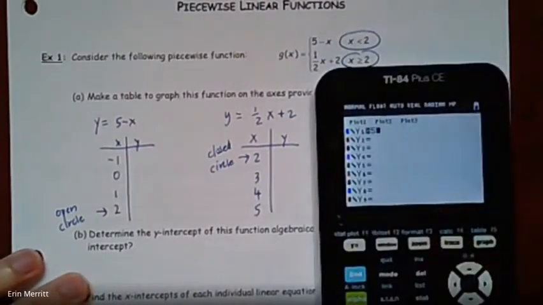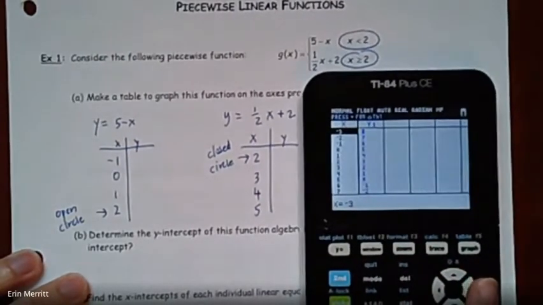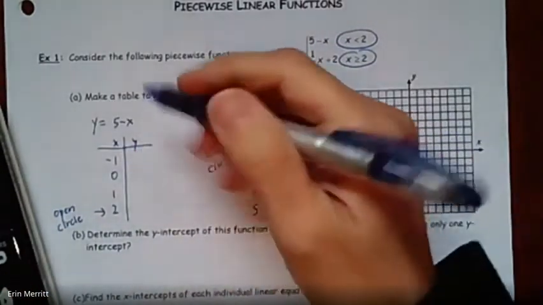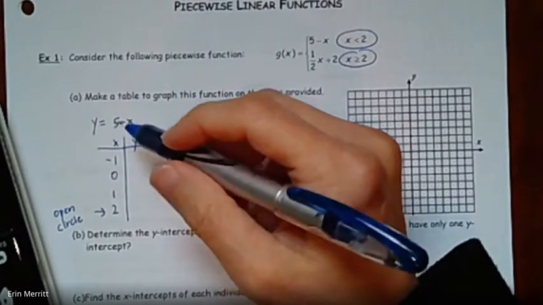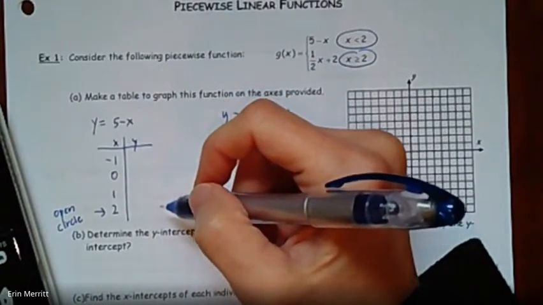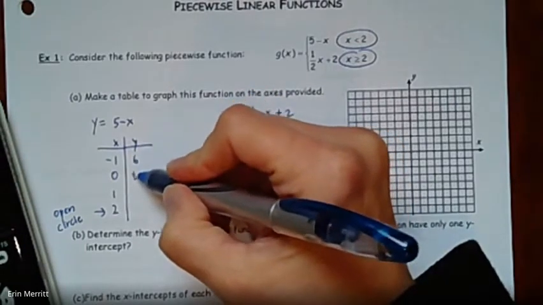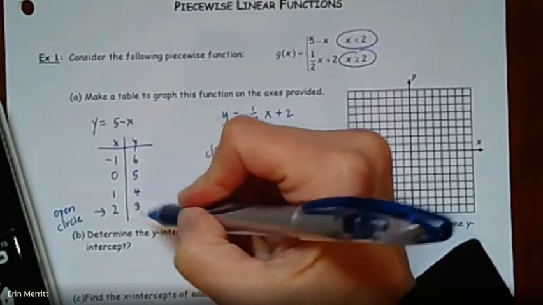So if I go into my y equals and I type in 5 minus x, I'm just going to that table of values and just recording the couple values that I care about. Just be careful because on the calculator, it writes it in the reverse order sometimes, depending on how you wrote it down. So at -1, I've got 6. At 0, I've got 5. At 1, I have 4. And at 2, I've got 3.